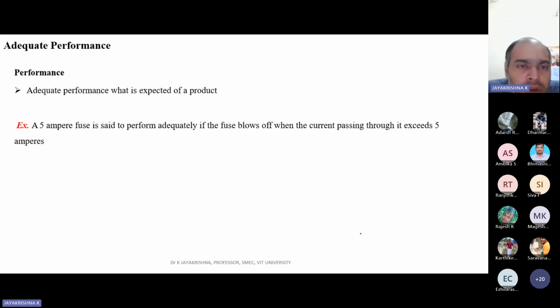You have a fuel gauge in your vehicle. The purpose of the fuel gauge is to show the quantity of fuel that is available or left in your petrol tank. So it has to perform for what is expected out of your product. We always have this example. If you have a 5 ampere fuse in your electrical system, what does the fuse have to do? If the current supply is more than 5 ampere, the fuse should blow off. Correct? If it continues to run, even if the power supply is more than 5 ampere, what will happen?